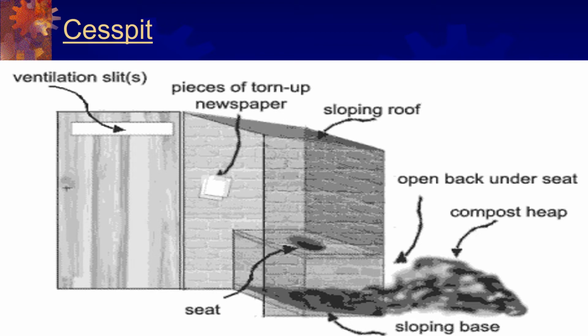So obviously if it rains, then because the roof's sloping, the water will run down instead of sitting on top of it and making it very damp. Then you'll see there you do the toilet, and then there's a sloping base to make sure that your human waste can then run out, and that runs out the back, out of behind the cesspit, and you have what's known as the compost heap.